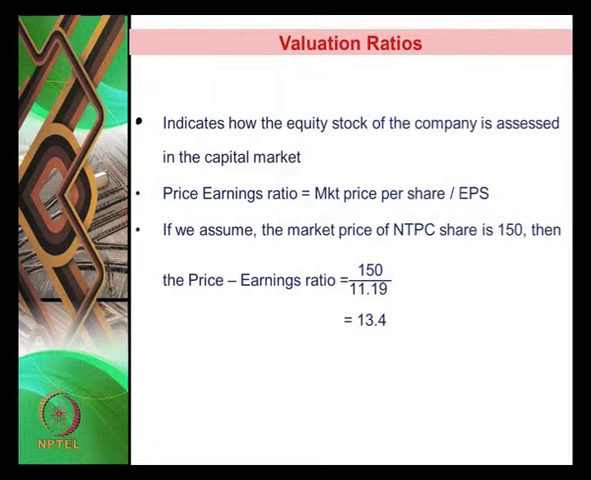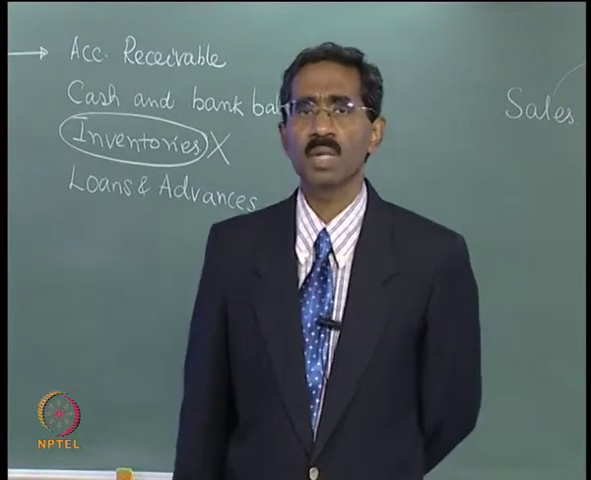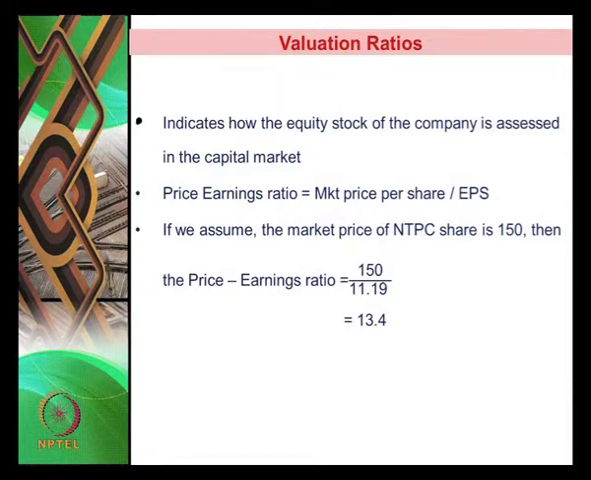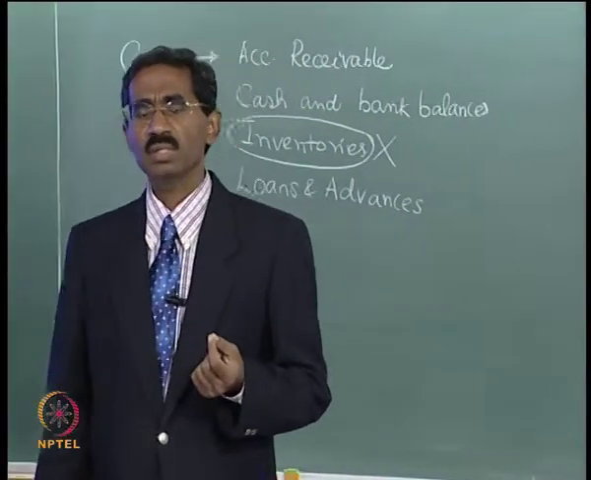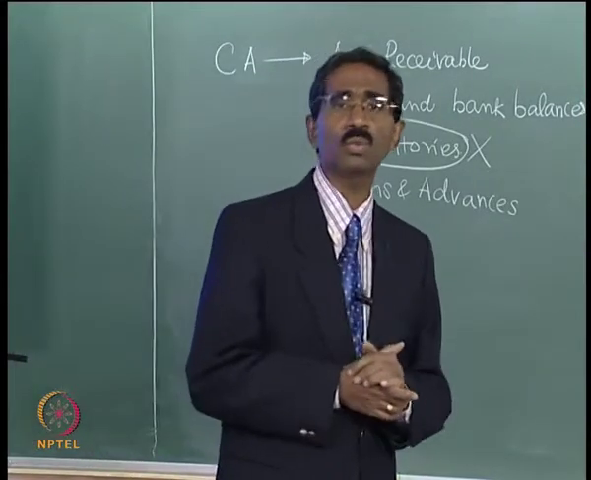So, if you assume the market price of NTPC share is 150, then the price earnings ratio is nothing but 150 divided by 11.19. So, 11.19 is nothing but the earnings per share during 2012, and you can actually get this number from the profit and loss account, and this works out to 13.4. So, the price earnings ratio or the price earnings multiple for 2012 is 13.4.